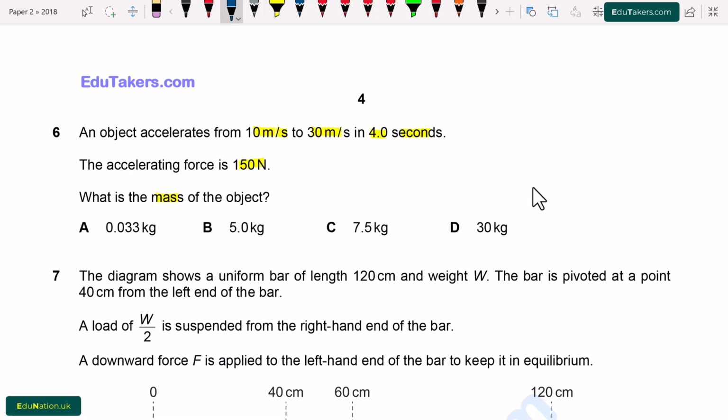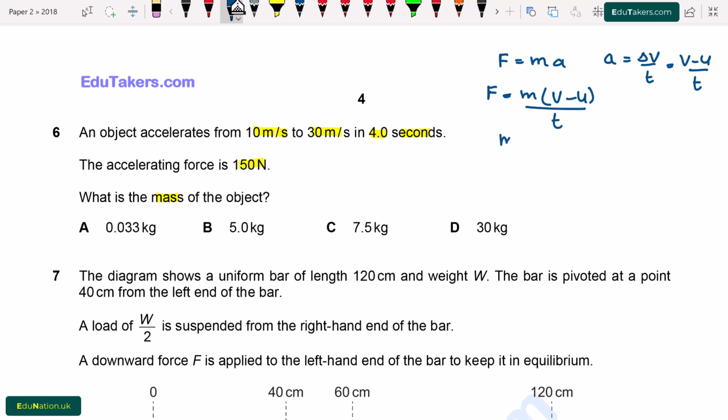I write here F is equal to ma. Force is given. We can easily calculate mass if we know the value of acceleration. We also know that acceleration is equal to change in velocity divided by time. So I write here delta V over T, which is V minus U over T. I put here F is equal to M into V minus U divided by T.